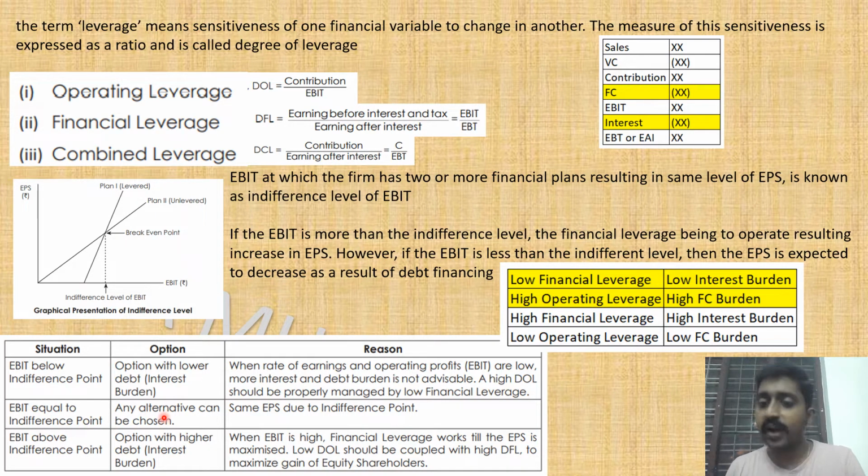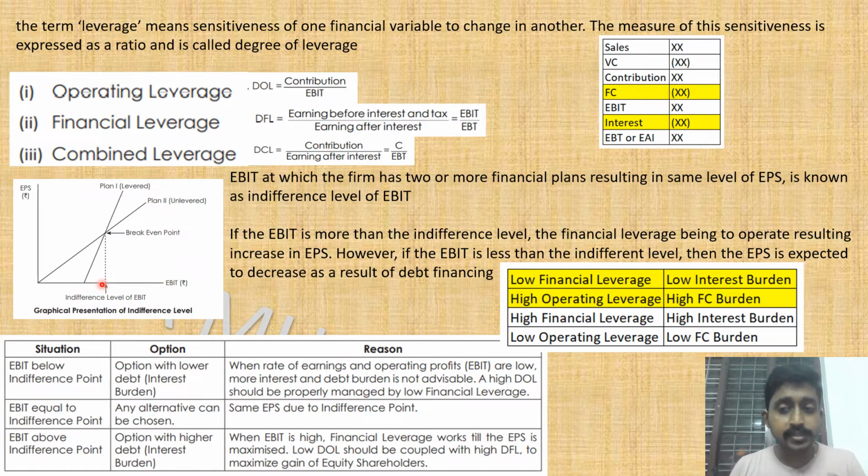If you have two financial plans and both are at the indifference, which means EBIT is equal to EBIT and EPS is equal to EPS for both plans, then you can choose any financial option. But if your EBIT is below the indifference point, so the indifference point is at this level and your EBIT is lesser than the indifference EBIT point.